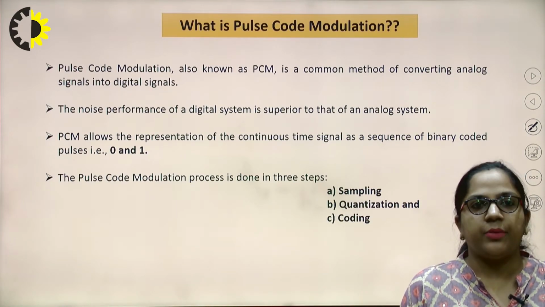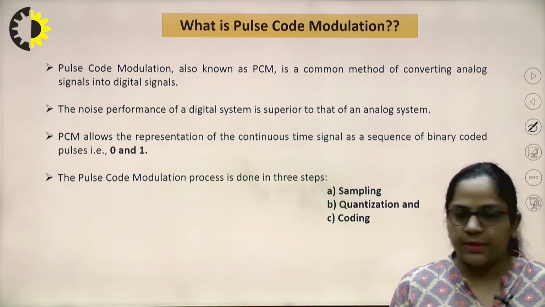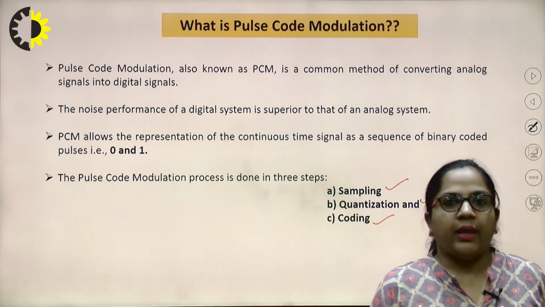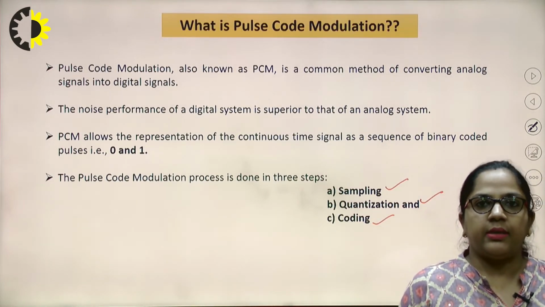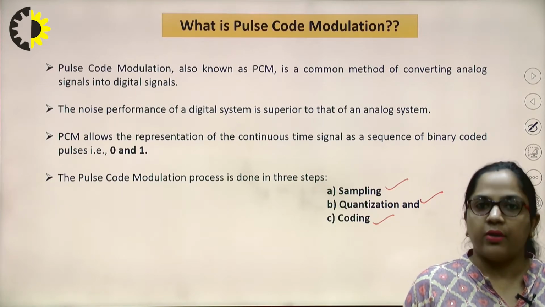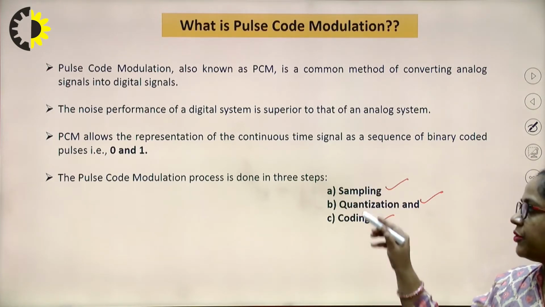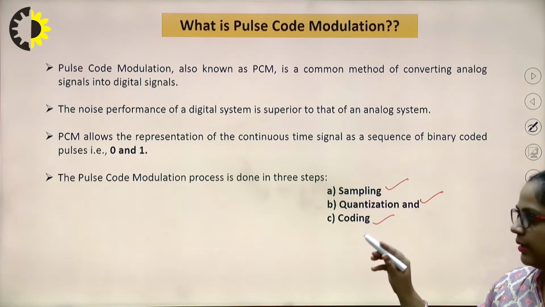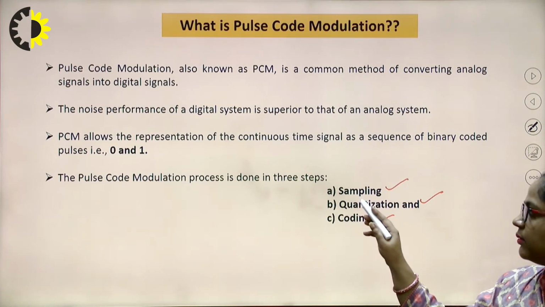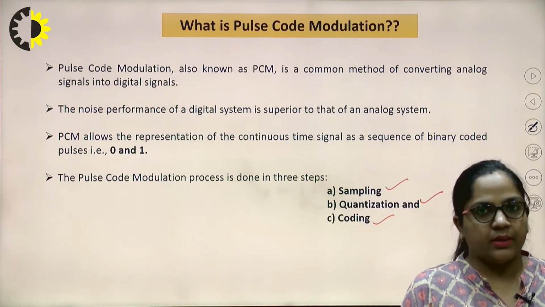The pulse code modulation process is performed with the help of three simple steps, that is sampling, quantization and then coding. Actually, pulse code modulation is a kind of analog to digital conversion technique. To convert an analog signal into a digital signal, we have to perform these three steps together, that is sampling, quantization and encoding. So the output after performing these three steps will be in the form of a digital signal.